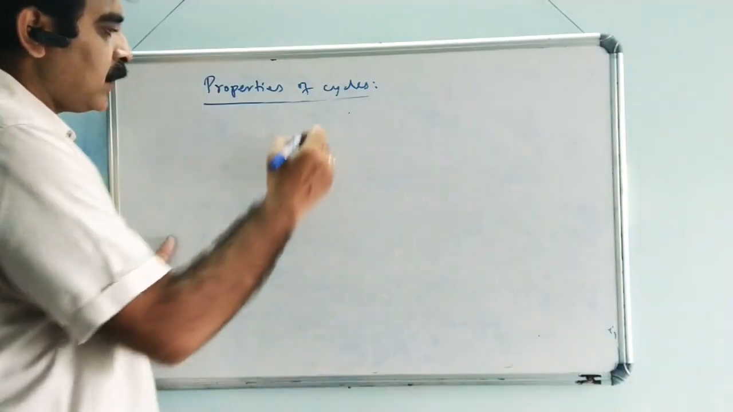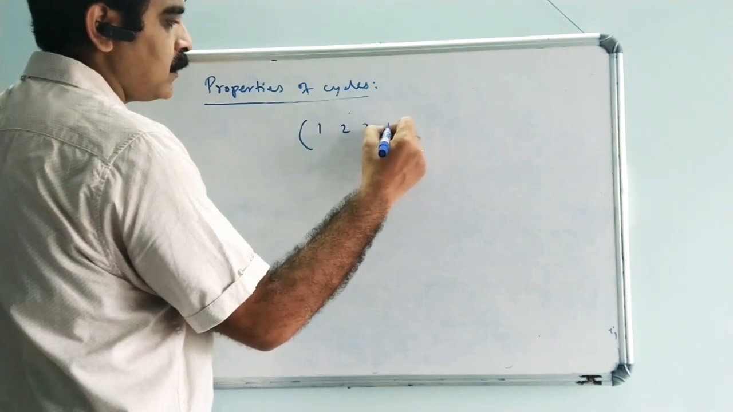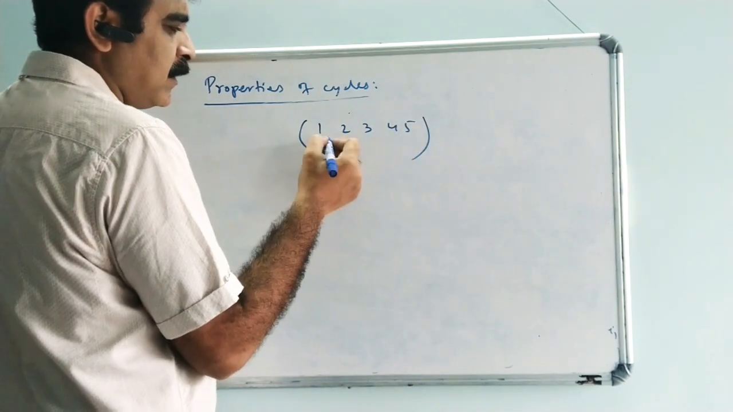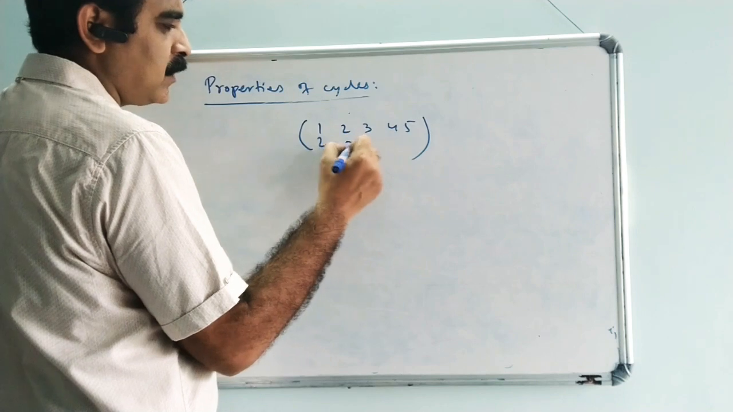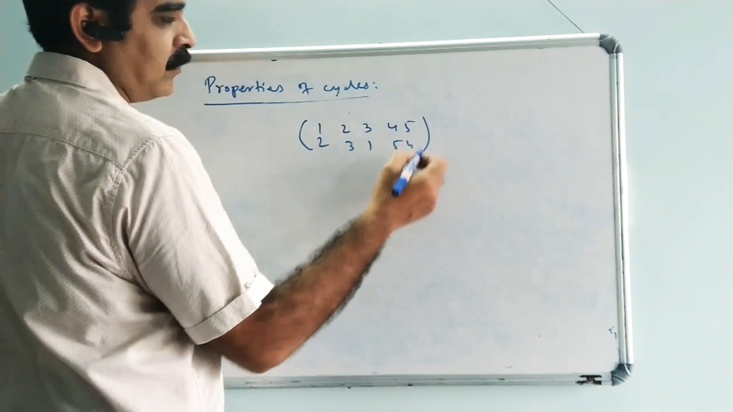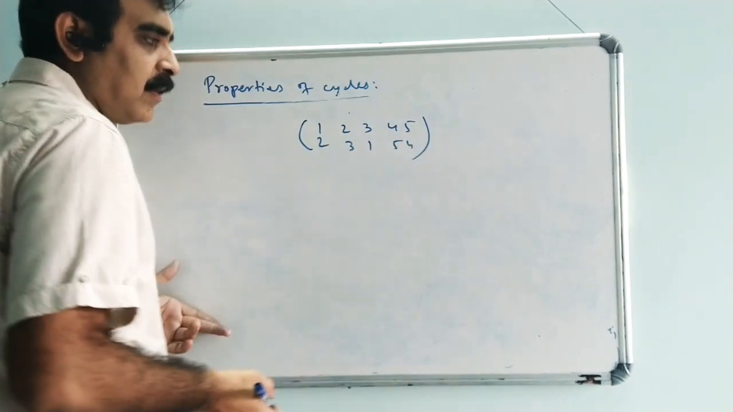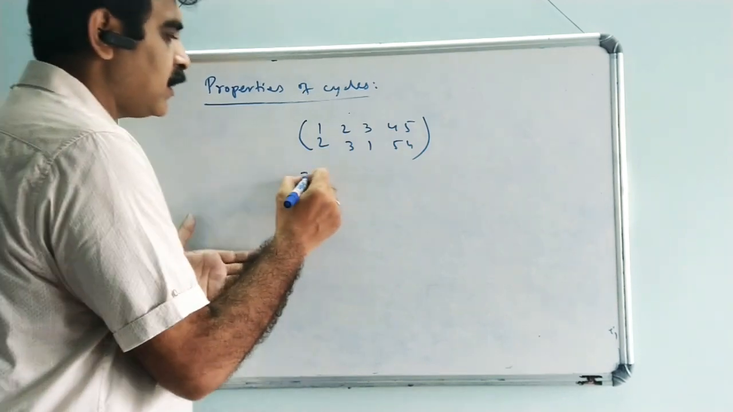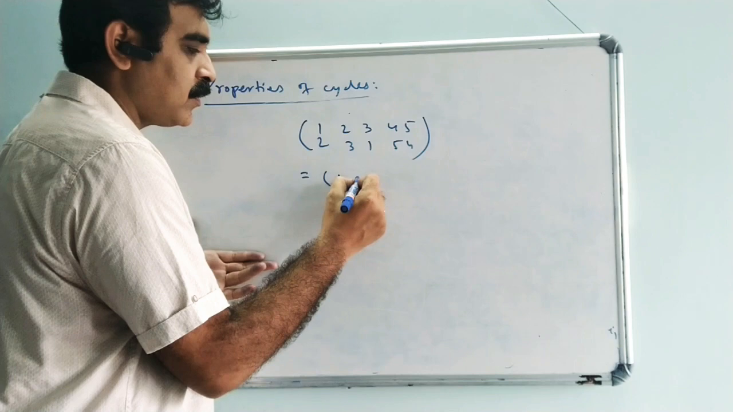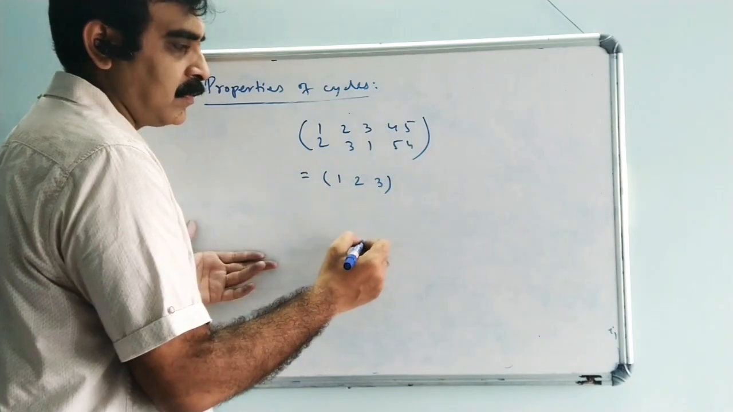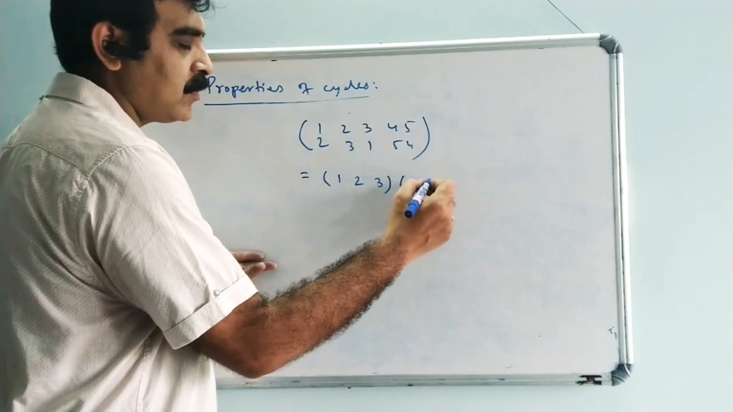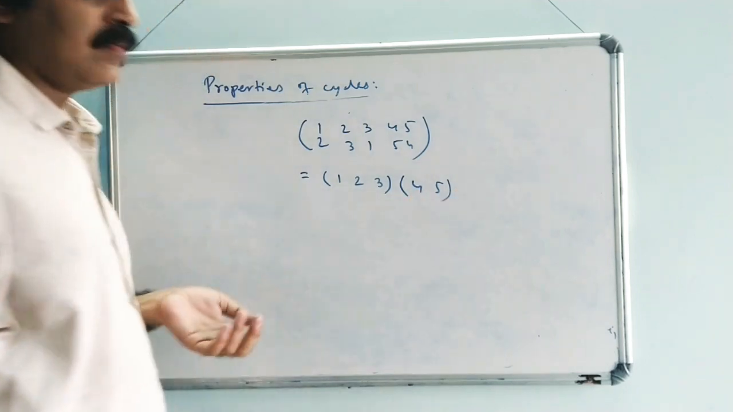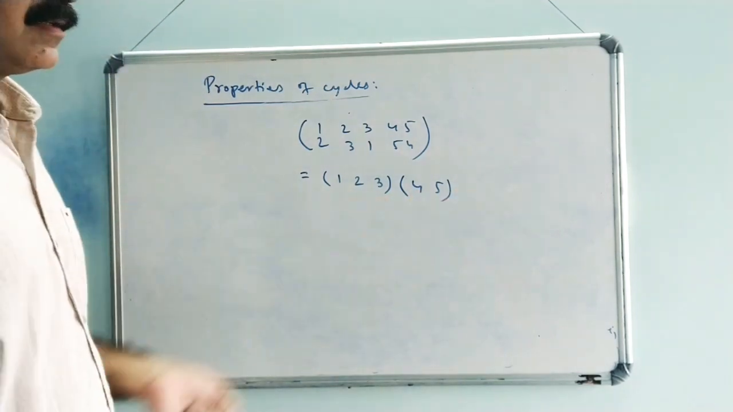Now I am coming to these permutations. Suppose 1, 2, 3, 4, 5 goes to 2, 3, 1, 5, 4. Then there are actually two different cycles here. One cycle begins from 1: 1 goes to 2, 2 goes to 3, 3 comes to 1. Another cycle is 4 goes to 5, 5 comes to 4 again. There is another cycle.